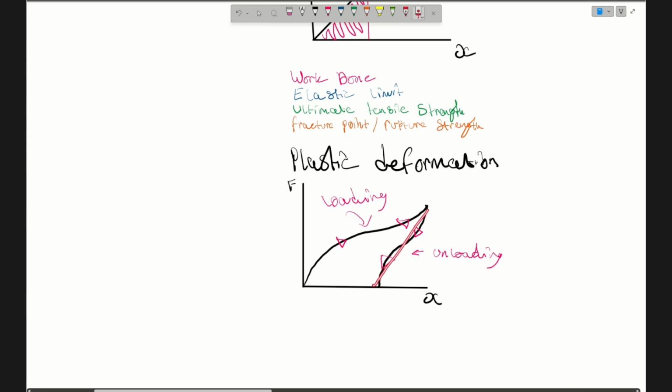You can get straight unloading curves that would look something like this. Not as common, but you can get them.